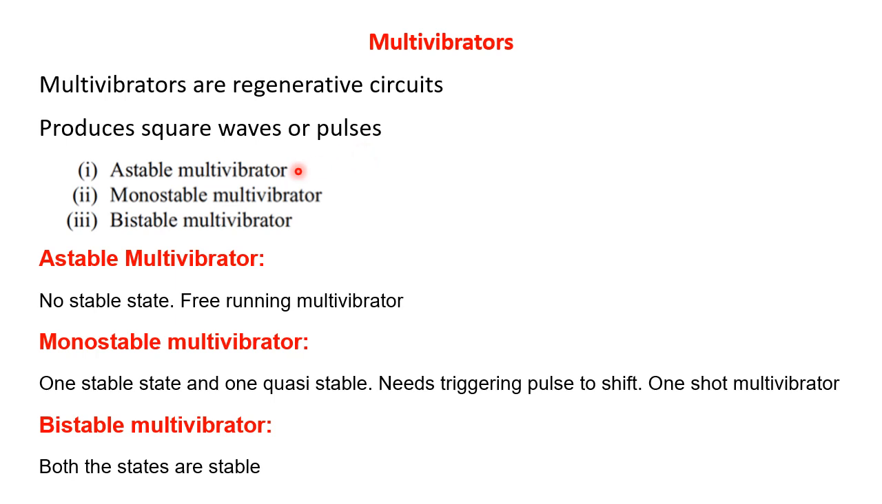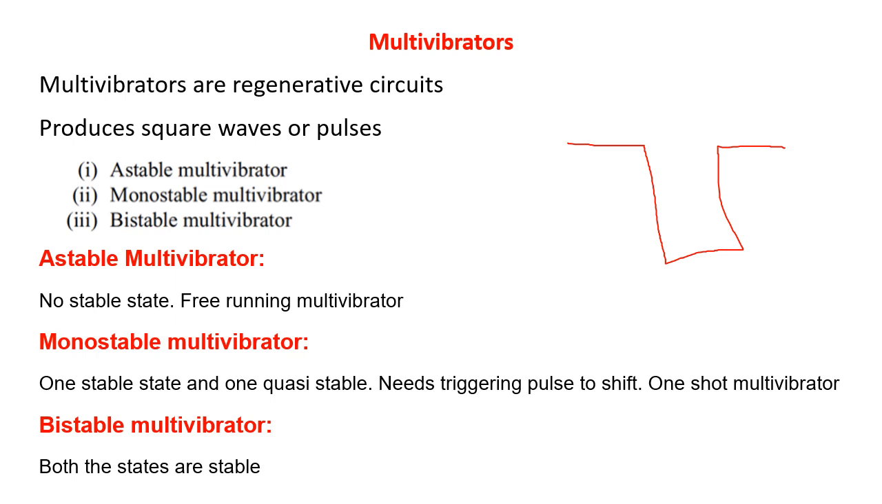There are three types of multivibrator: astable multivibrator, monostable multivibrator, and bistable multivibrator. An astable multivibrator produces a square waveform and it does not have any stable state in it. It is also called a free running multivibrator. In a square waveform you will have two states. One is positive VSAT, the other one is negative VSAT. So you will have two values, plus and minus. These are called states.